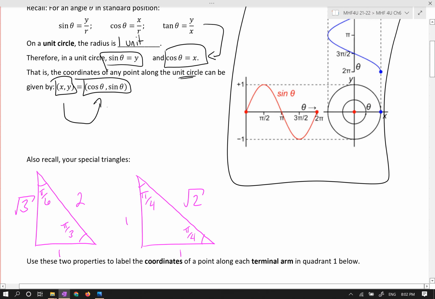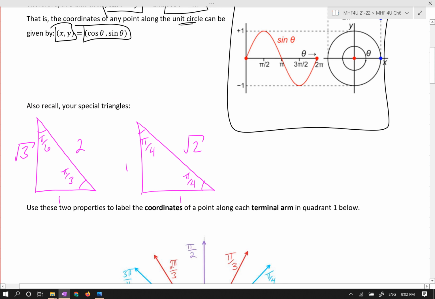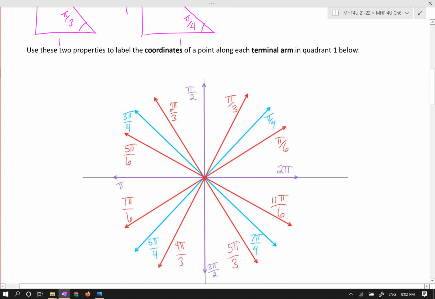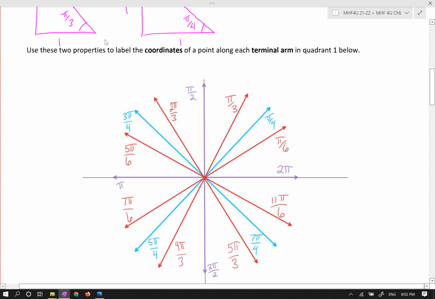Now, we can use these two ideas. The two ideas that the cosine of theta is equal to the x coordinate, the sine of theta is equal to my y coordinate, and our special triangles to come up with coordinates for points around our unit circle. So we'll work here. We'll start off with our pi over 6. Now I've actually deleted my unit circle so you folks could read it a little better, but we're assuming some sort of a circle around like this.